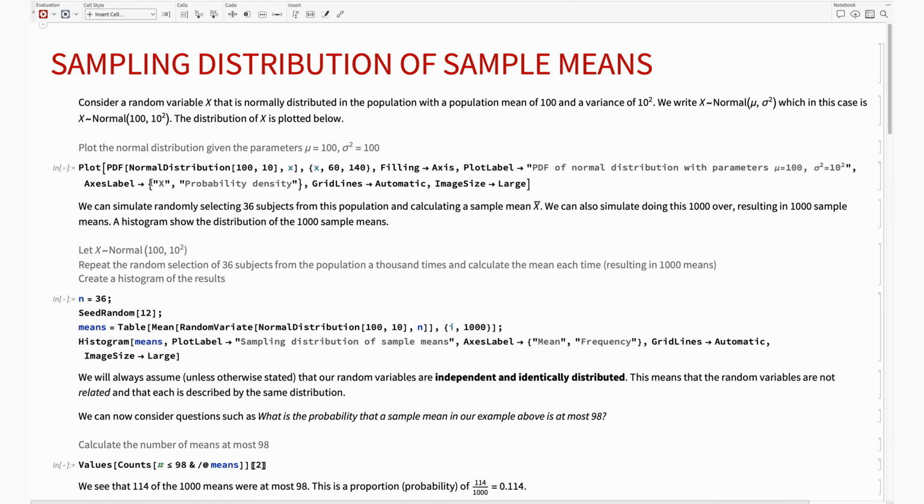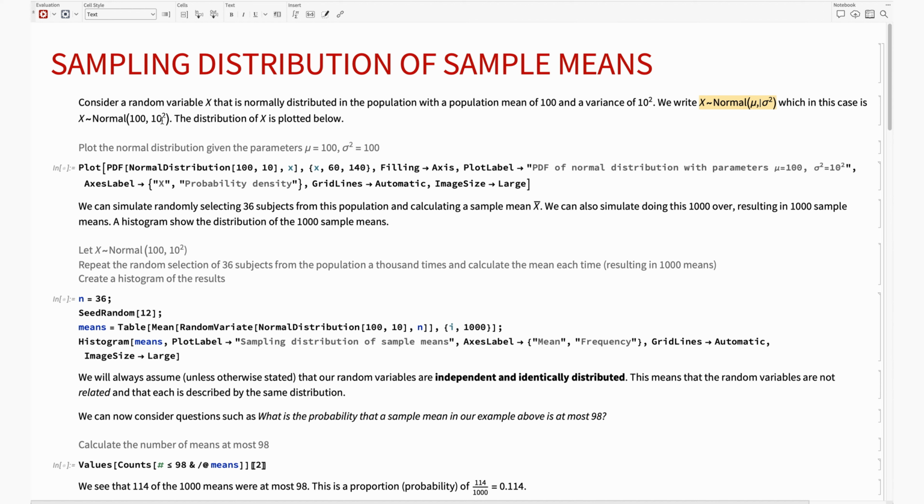So let's consider the sampling distributions of sample means. What we're going to consider is a random variable x that is normally distributed in the population. We're going to say that the population mean is 100 and it has a variance of 100, or 10 squared. Remember, in statistical notation, we would write x is described by the normal distribution on these two parameters, mu and sigma squared. And in our case, with this problem, we'll say that it's the normal distribution on a mean of 100 and a variance of 10 squared.